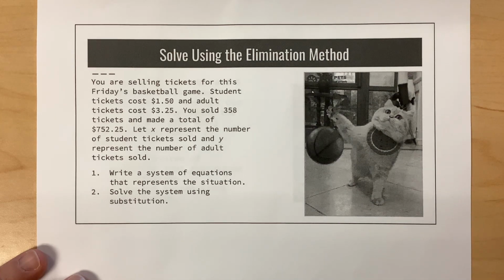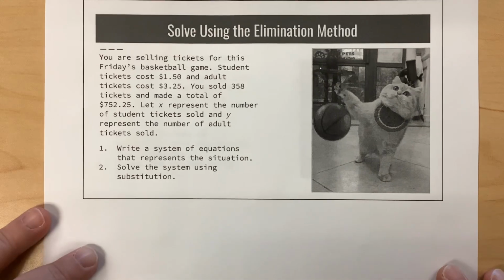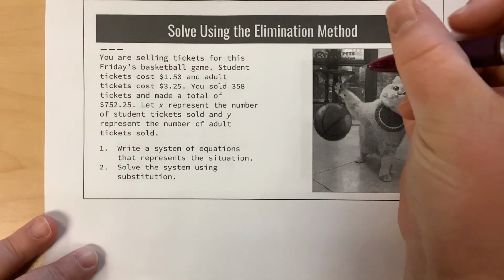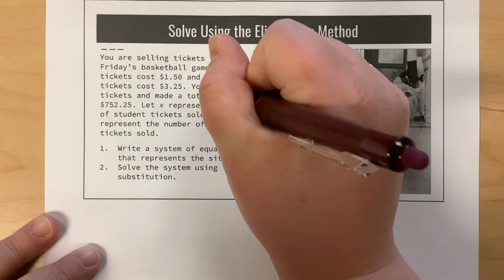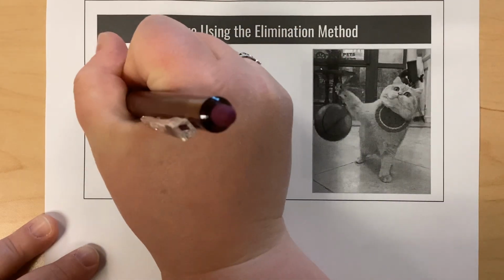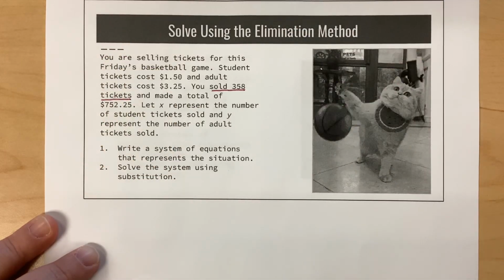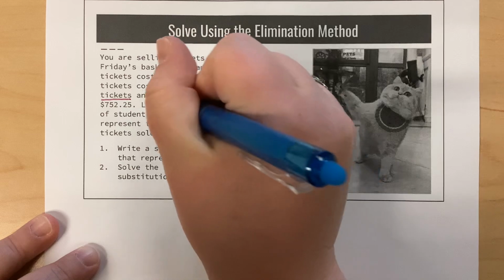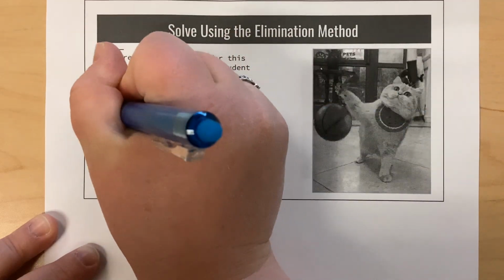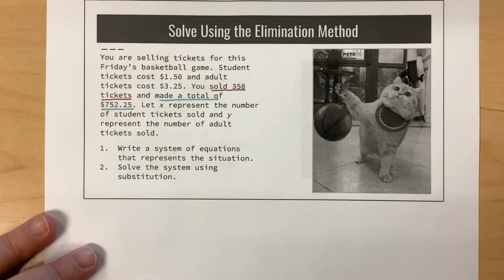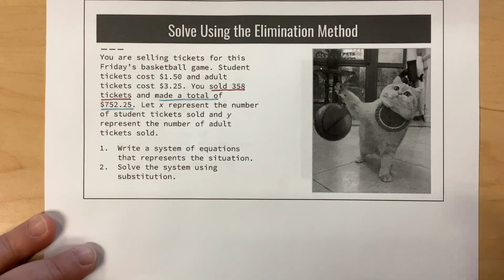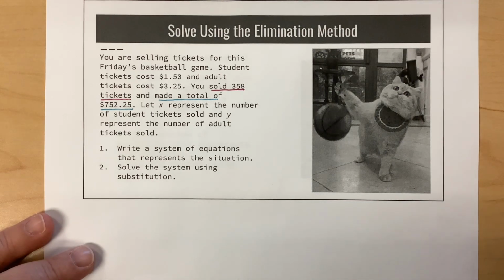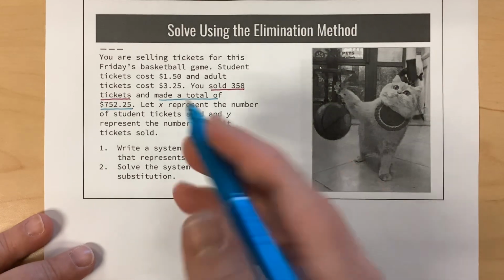All right, so the first thing we need to do is write a system of equations that represents this situation. Once again, I'm going to focus in on the totals here. I know that I sold 358 tickets, and I also know that I made a total of $752.25. So that means one equation is going to be all about the tickets, and the other equation is all about the amount of money earned. So let's start with the money.